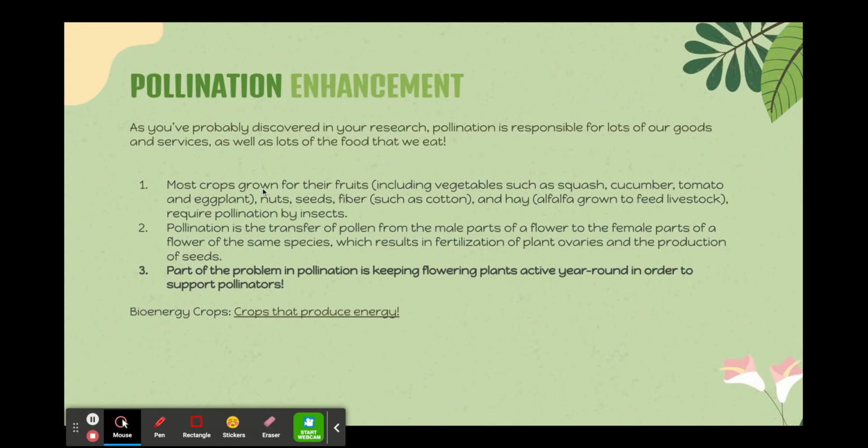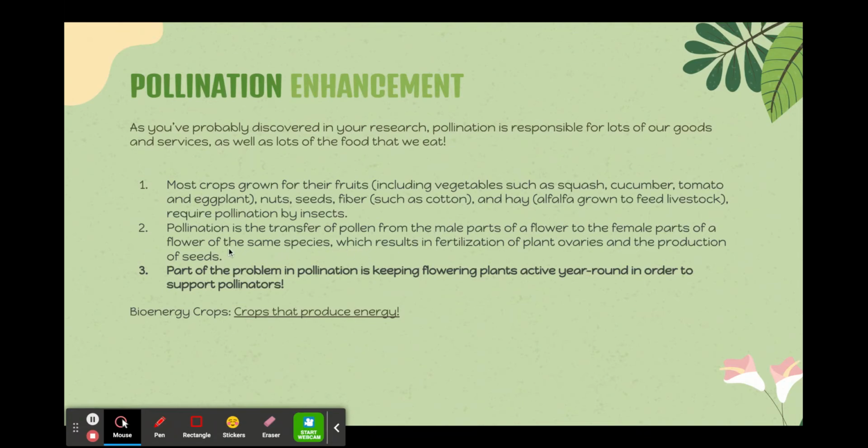Okay, most crops that are grown for their fruits, so vegetables like squash, cucumber, tomato, nuts, seeds, fiber, hay, they all require pollination by insects. Okay, not only bees, but also other insects, but bees are key. So most crops that are grown for fruits, nuts, so many things do require pollination. And so that's why it is so important for us to focus on pollination.